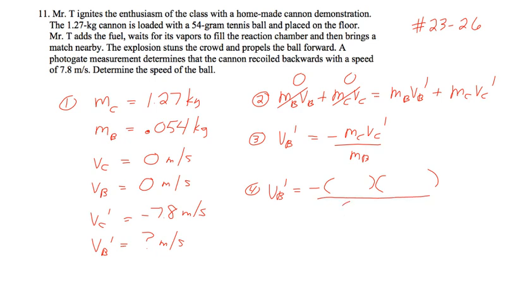that over MB. So the mass of the cannon was 1.27 kilograms. The mass of the ball is 0.054 kilograms. And the velocity of the cannon was minus 7.8 meters per second. So notice that I have a minus that's part of the formula, and I have a minus that's part of my fact. So that's why you put those parentheses in and then worry about what the values are.